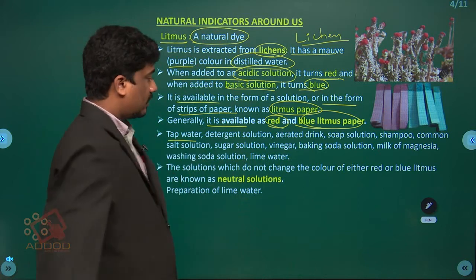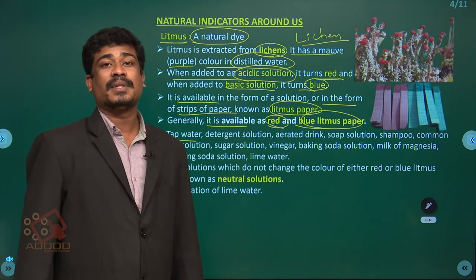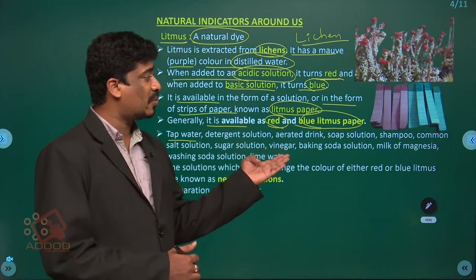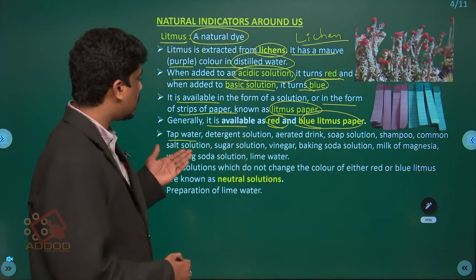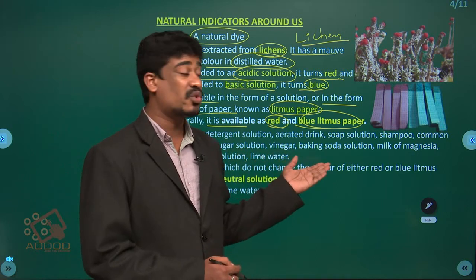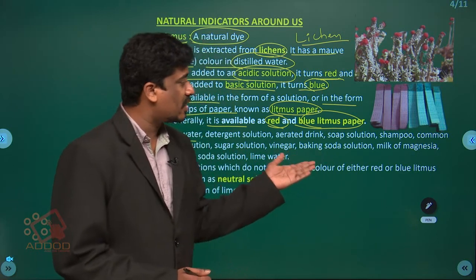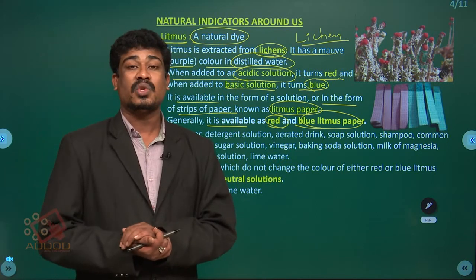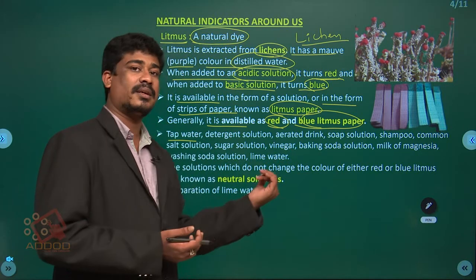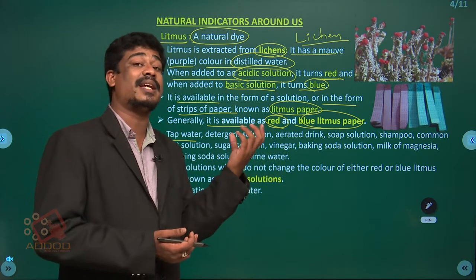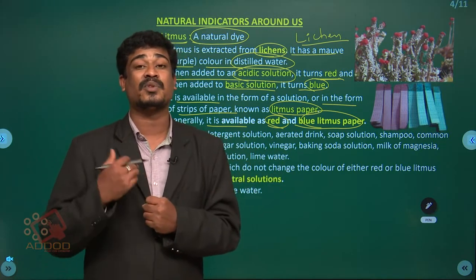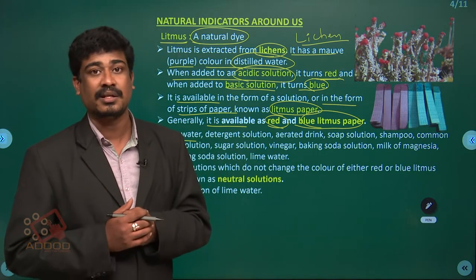So here one activity was given. Test these compounds: tap water, detergent solution, aerated drink, soap solution, shampoo, common salt solution, sugar solution, vinegar, baking soda solution, milk of magnesia, washing soda solution, lime water. In every case, some substances contain acid, some may contain bases.